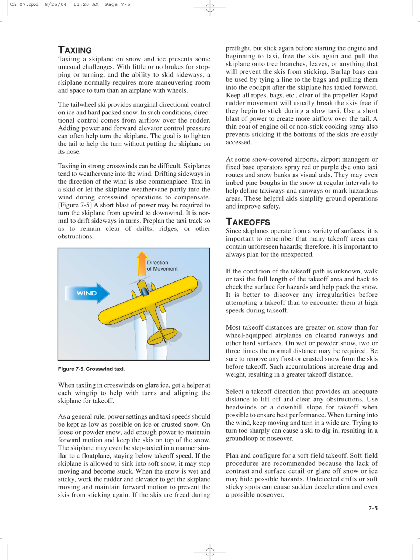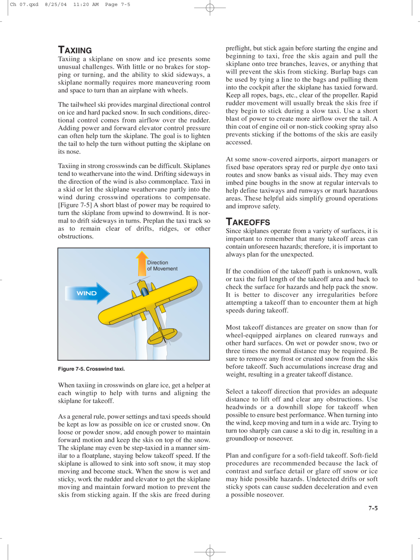Rapid rudder movement will usually break the skis free if they begin to stick during a slow taxi. Use a short blast of power to create more airflow over the tail. A thin coat of engine oil or non-stick cooking spray also prevents sticking if the bottoms of the skis are easily accessed. At some snow-covered airports, airport managers or fixed base operators spray red or purple dye onto taxi routes and snow banks as visual aids. They may even embed pine boughs in the snow at regular intervals to help define taxiways and runways or mark hazardous areas. These helpful aids simplify ground operations and improve safety.